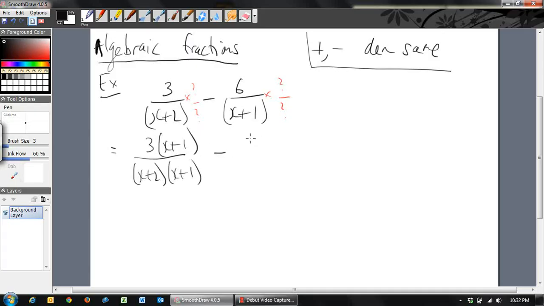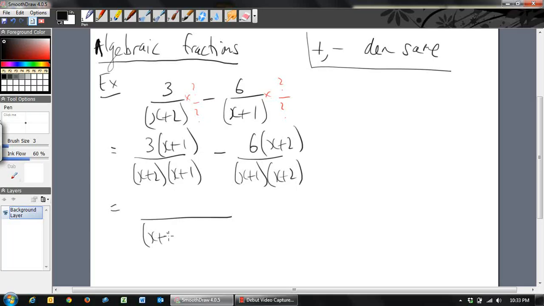Fantastic, and then minus, and we're going to have 6 over x plus 1, and again we want to get the same denominator as over here, so we're going to multiply that by x plus 2, and we need to do the same to the top line to make sure everything is okay. Once you're here, you're looking good. So your denominator is going to be x plus 2, x plus 1.